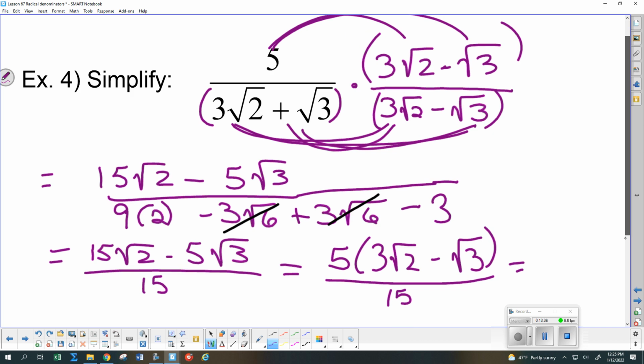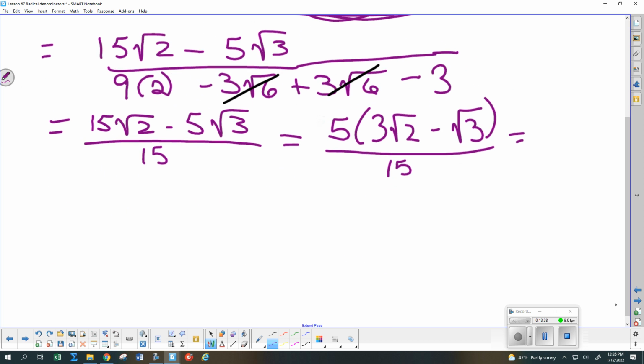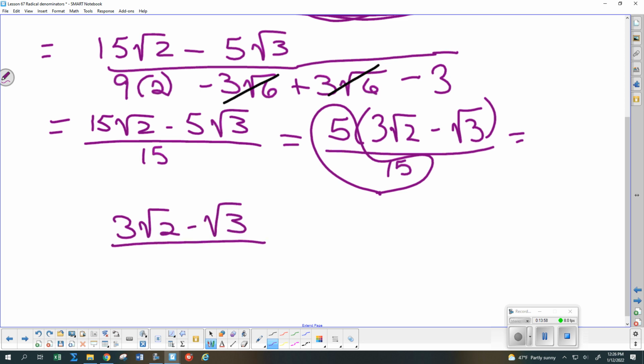Still not done. Why not? Now what do I need to do, Cooper? So I always look at the fraction part. Can I reduce it? It reduces to 1/3. So I'm going to have 3 root 2 minus root 3 over a 3.